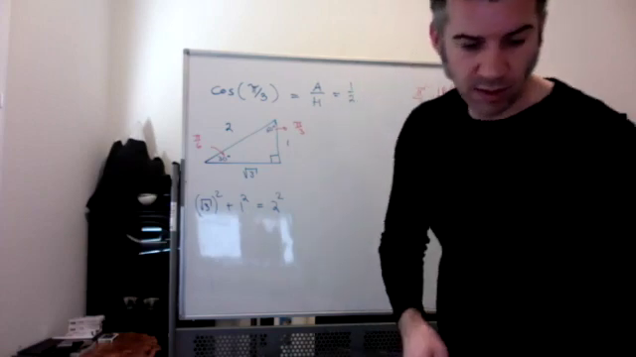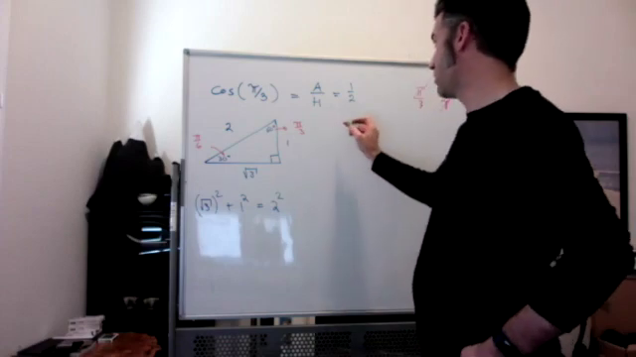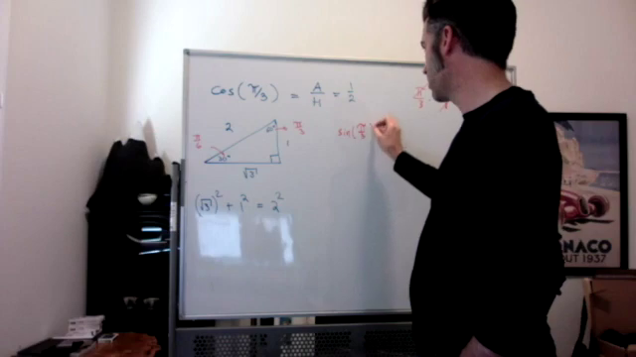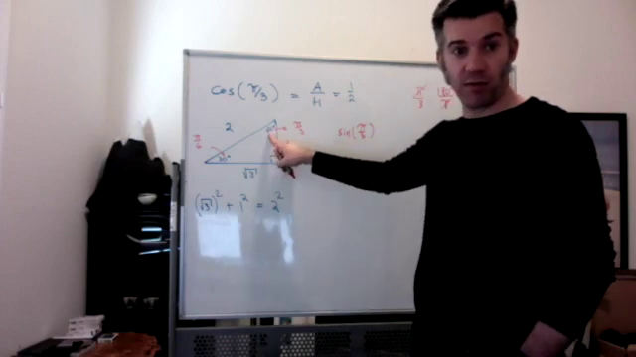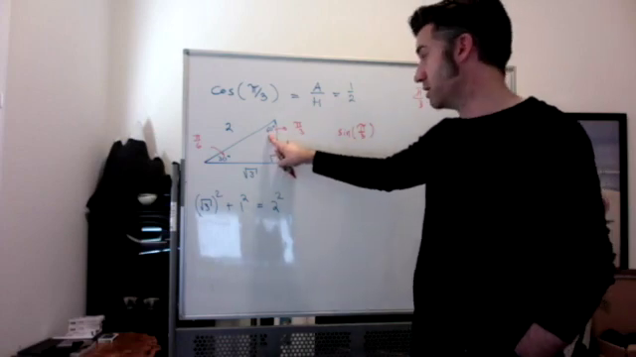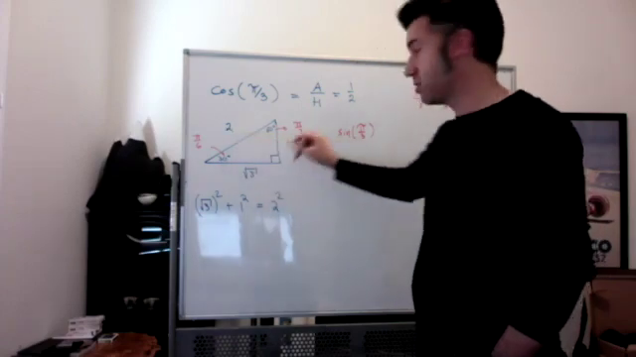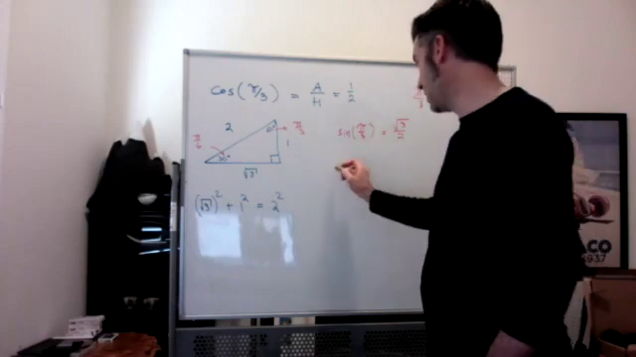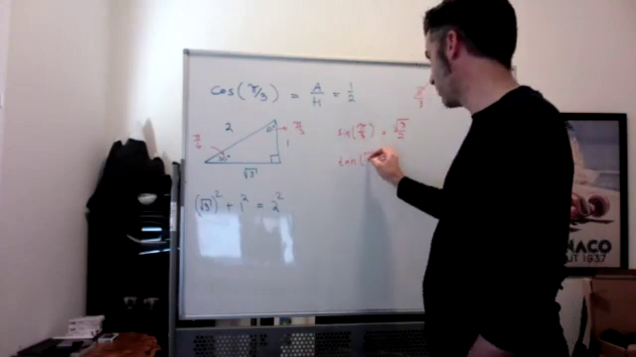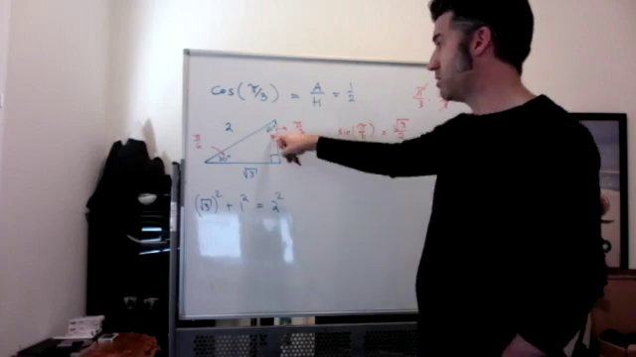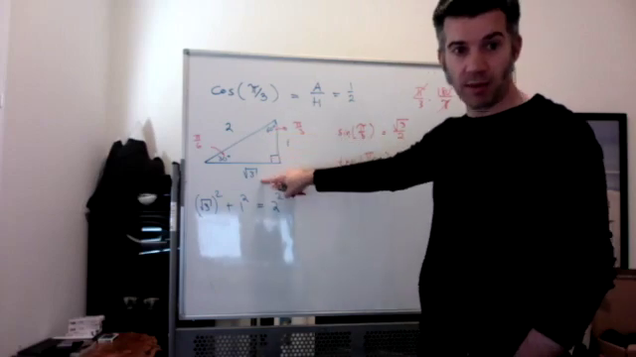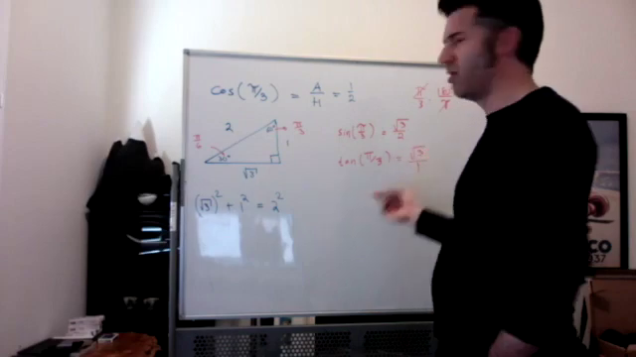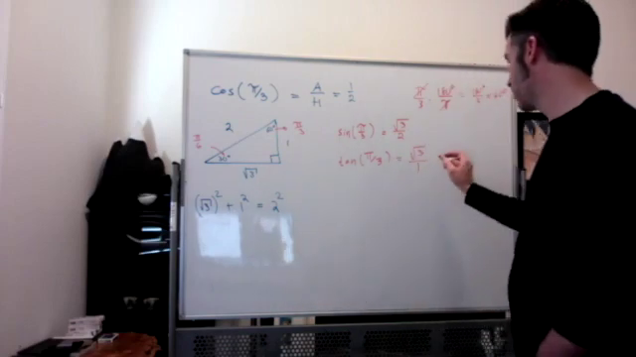In a similar way, since we've already drawn it, we could also find sine of pi over 3. Sine of pi over 3, or 60 degrees, is the opposite over the hypotenuse, which is the square root of 3 divided by 2. Tangent, just for the sake of doing the first 3, tangent of pi over 3 is the opposite over the adjacent, which is the square root of 3 divided by 1. Nobody writes it like that. We just write it as the square root of 3.